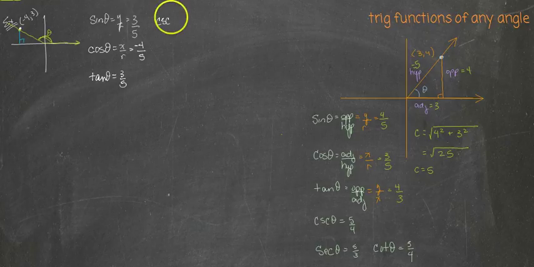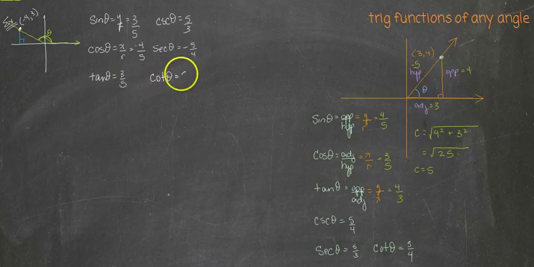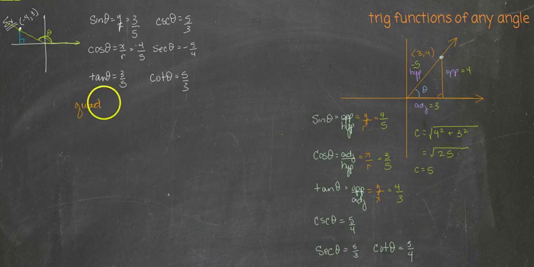Cosecant theta would then be the inverse, 5/3. Secant theta, the inverse of cosine, negative 5/4. And cotangent theta, the inverse of tan theta, negative 4/3. So this is how we would find the trig ratios for any point on the Cartesian plane, or almost any point on the Cartesian plane. There are points associated with quadrantal angles, Q-U-A-D-R-A-N-T-A-L.